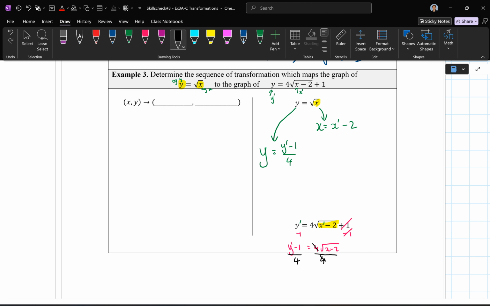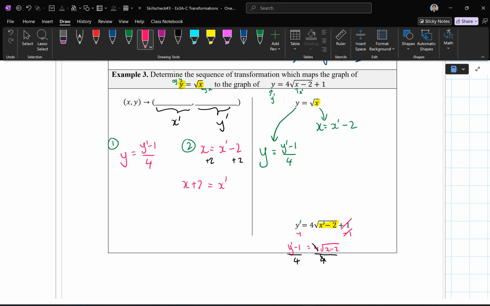You can say, all right, well, if original X equals X dash minus 2, your goal is to find what is new X, what is new Y. So you're solving for it now. So here's your two equations. You have original Y equals Y dash minus 1 on 4. That's equation 1. In equation 2, you have original X equals X dash minus 2. So rearrange it to find X dash and Y dash. Here we go. Add 2 on both sides. X dash is equal to original X plus 2.